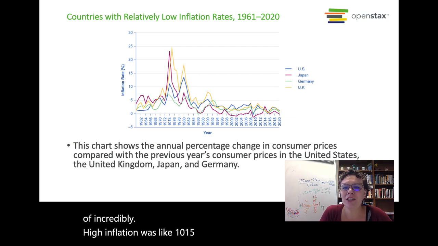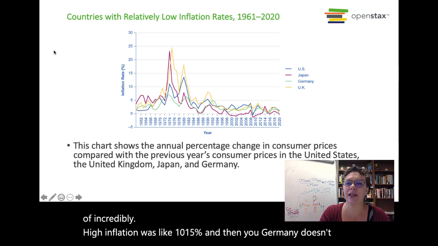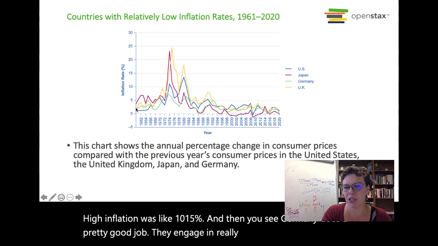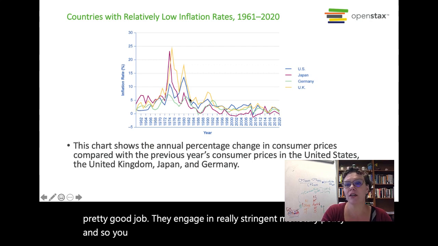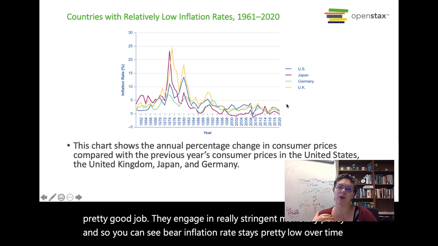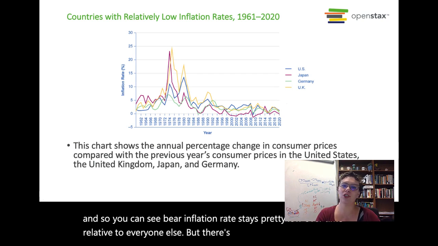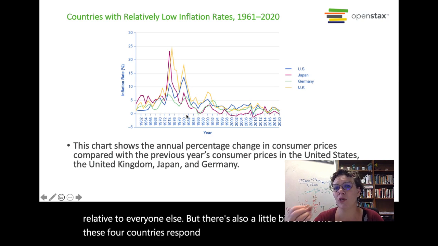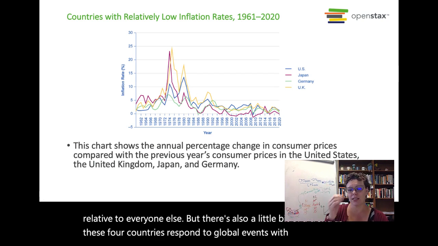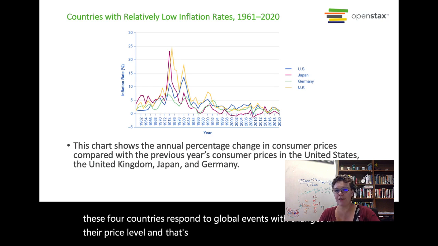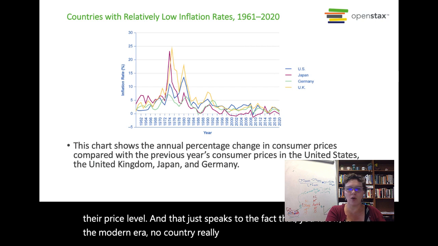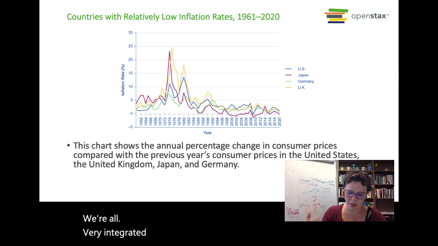And then you see Germany does a pretty good job. They engage in really stringent monetary policy. And so you can see their inflation rate stays pretty low over time relative to everyone else. But there's also a little bit of a trend as these four countries respond to global events with changes in their price level. And that just speaks to the fact that, in the modern era, no country really has their own isolated economy. We're all very integrated through trade and other things.